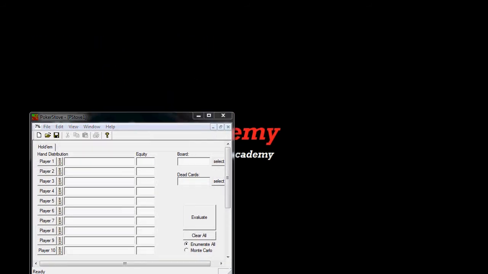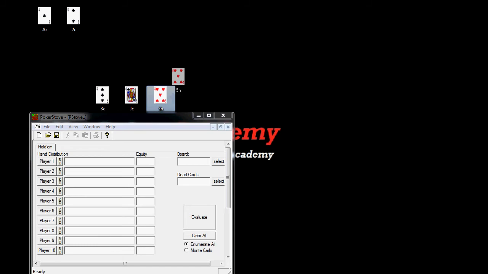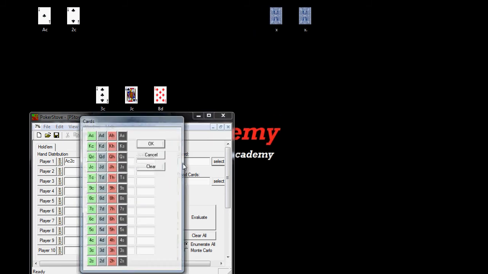So let's say we have a hand that is a flush draw. We have the ace 2 on a 3 jack. So we've got a flush draw here. Well, let's not do the 5, let's do the 8. Okay, you've got a flush draw here with an ace 2 on a 3 jack 8 board. So you go to Poker Stove, you put in your ace of clubs, 2 of clubs, and your opponent obviously has 2 cards. You put in 3 of clubs, jack of clubs, 8 of diamonds.